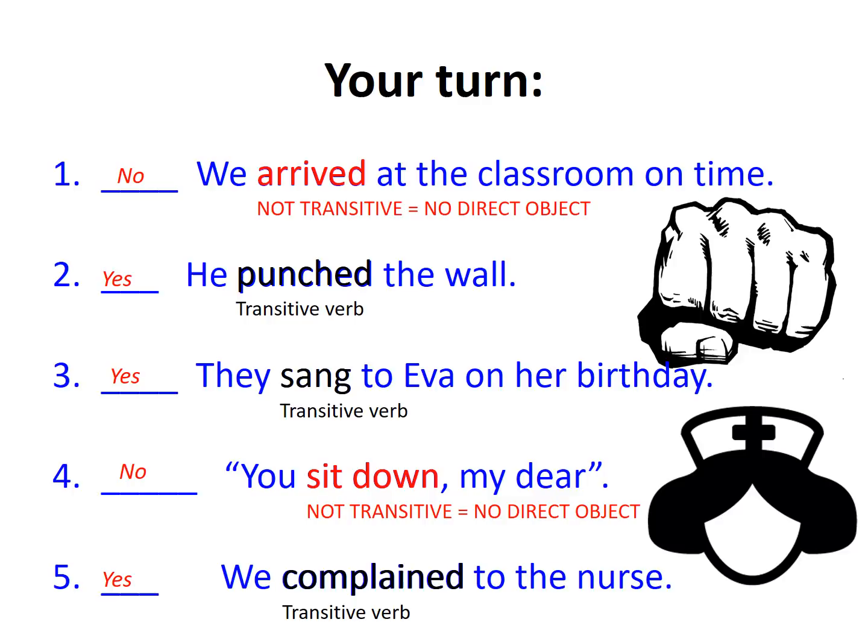So remember, a transitive verb is a verb that shows the action of the sentence, but action that has a direct recipient, a direct object, someone who is impacted by that action.